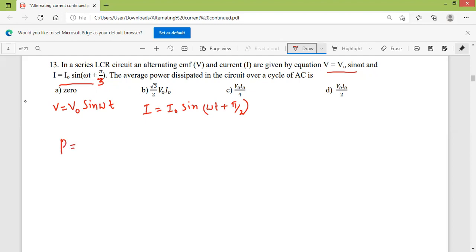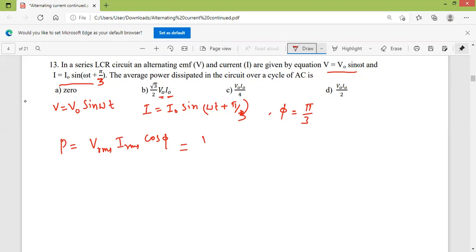Power dissipated in an LCR circuit is P = VRMS × IRMS × cos φ, and the phase φ is given there. Here φ is equal to π/3. Hence we can write VRMS; all the values given are peak values, peak voltage and peak current.